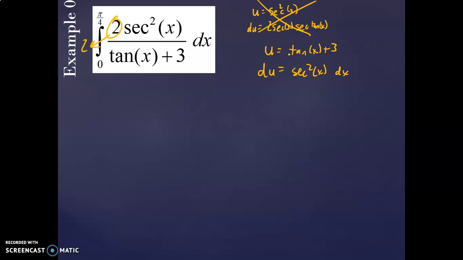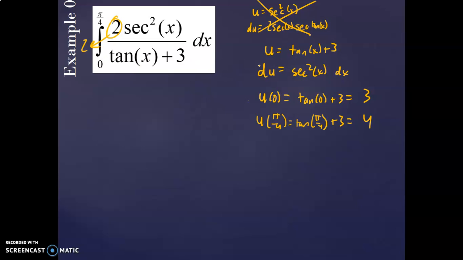So this is looking a lot better, because if I make the bottom be my u, then the top, secant squared dx, as long as I move this 2 out front, then I've got my du there. So I'm going to go with this as my u function. U of 0, so tangent of 0 plus 3 is 3. U of pi over 4, tangent of pi over 4 plus 3, that's 1 plus 3, which is 4.